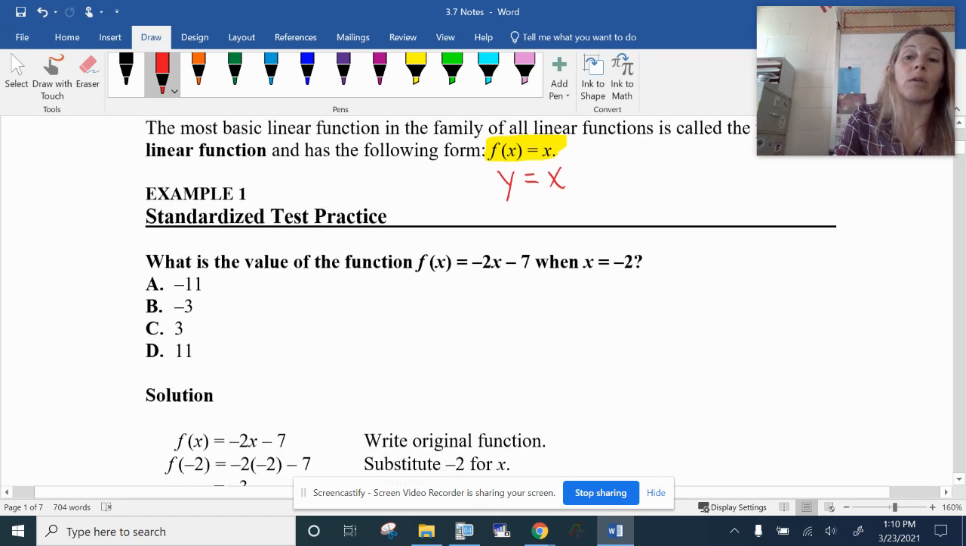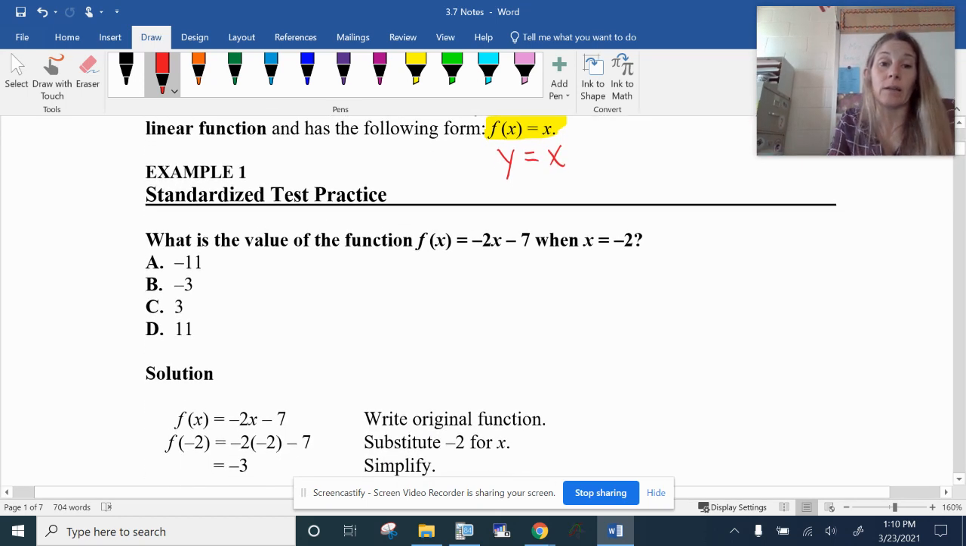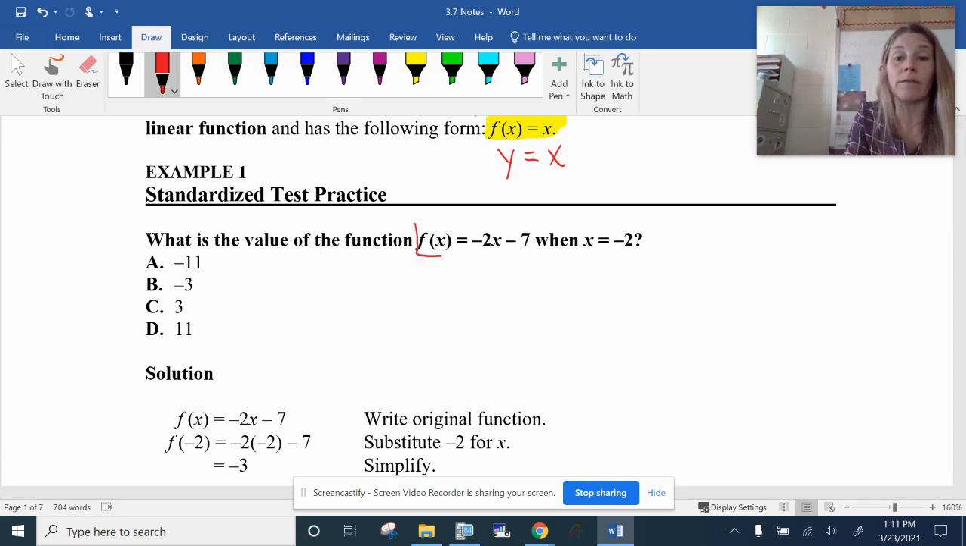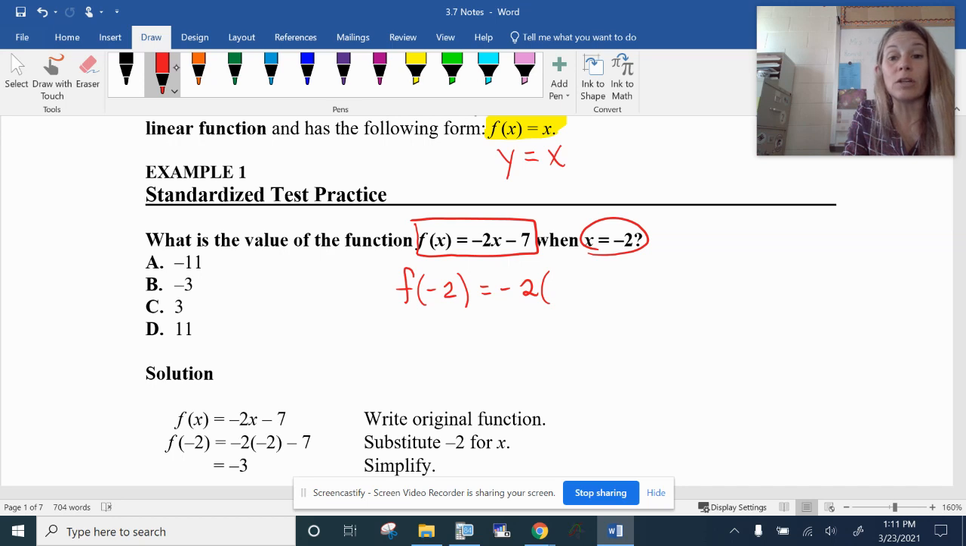So we're first going to work on substituting and evaluating some functions. Here, what is the value of the function f of x equals negative 2x minus 7 when x equals negative 2? If you're substituting in a number for x on the side with the function notation, that's really just letting the reader know what number you substituted in. However, you're actually going to do the calculation with the part of the function on the right. So you're just going to simplify that side.